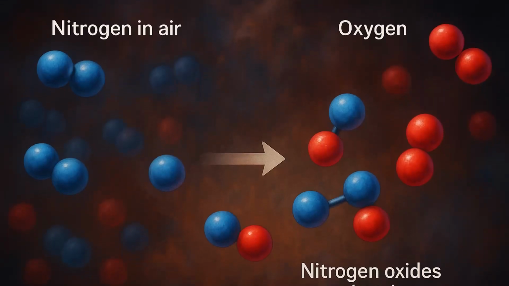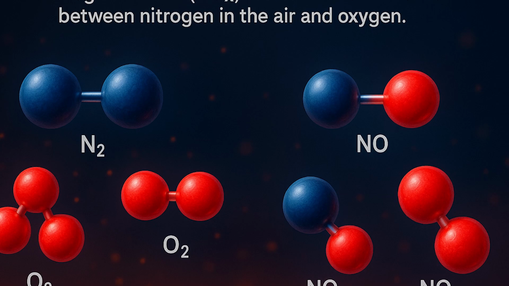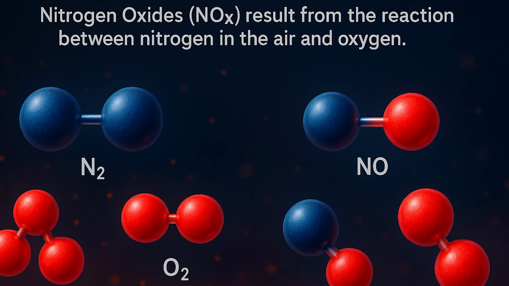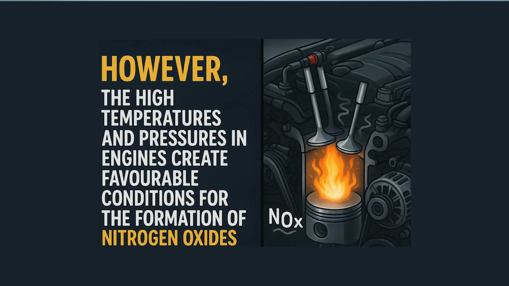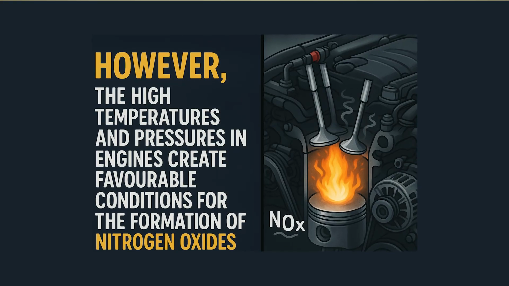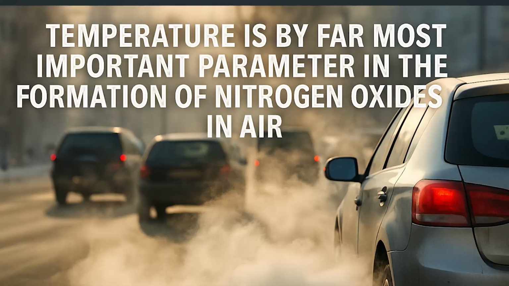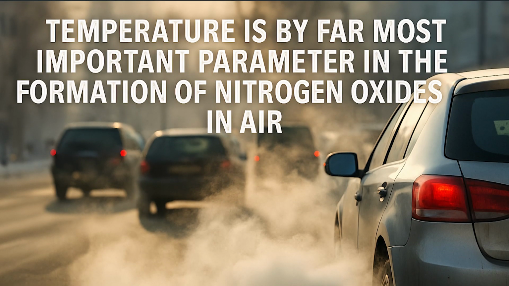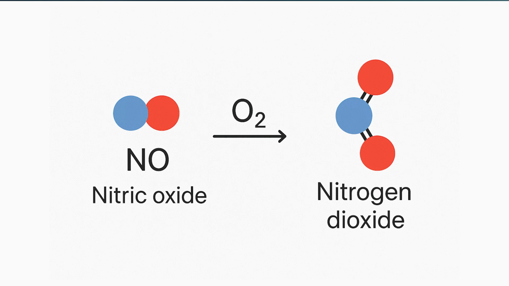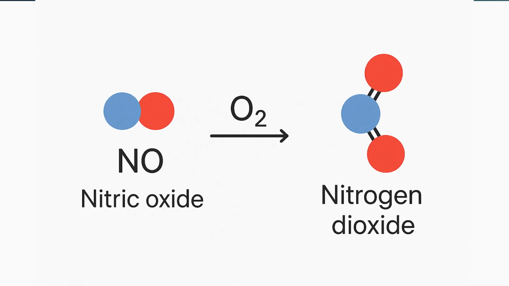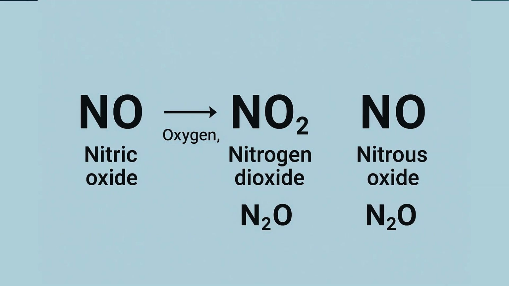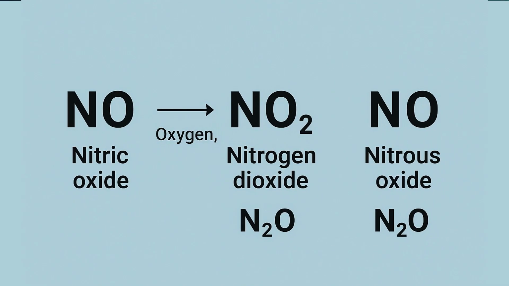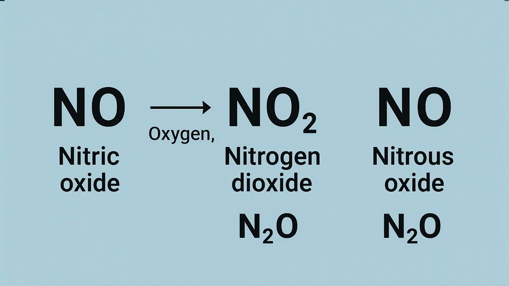So viewers, our first pollutant is nitrogen oxide. Nitrogen oxide, that is NOx, results from the reaction between nitrogen in the air and oxygen. However, the high temperatures and pressures in the engine create favorable conditions for the formation of nitrogen oxides. Temperature is the most important factor in the formation of nitrogen oxides. The most commonly found nitrogen oxide is nitric oxide, that is NO, although small amounts of nitrogen dioxide, NO2, and traces of nitrous oxide, N2O, are also present.